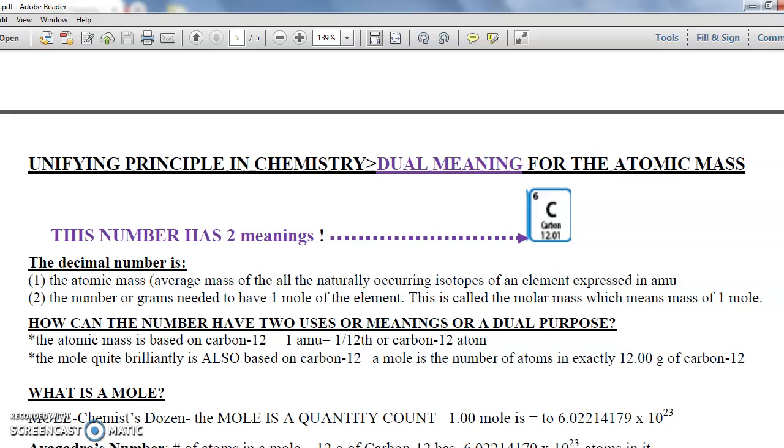So the whole point here is to show you that this decimal number, besides being the average mass of the isotopes, is also the mass needed to have a quantity that we call a mole. Why does it have two meanings? Because they're both based on carbon 12.